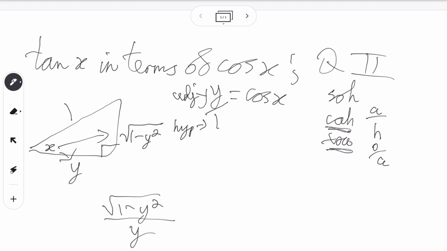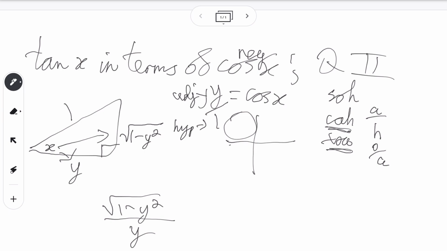Now, let's figure out the sign of this expression. Is it positive or negative? Since we're in quadrant 2, as denoted here, I'm going to draw these 4 quadrants here. Quadrant 2 is over here. Now, is cosine positive or negative in quadrant 2? Cosine will be negative because cosine is the x-coordinate of this, and x is negative in quadrant 2. So, it's negative. Let's put that down.